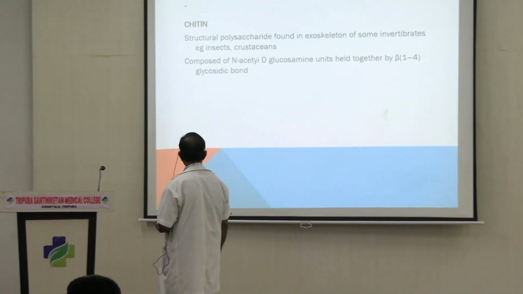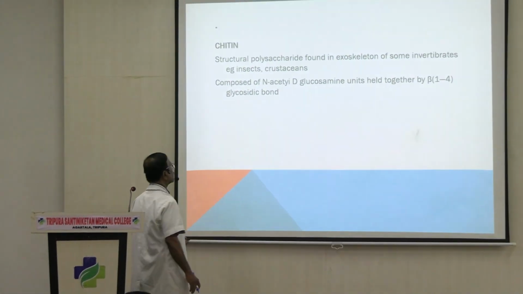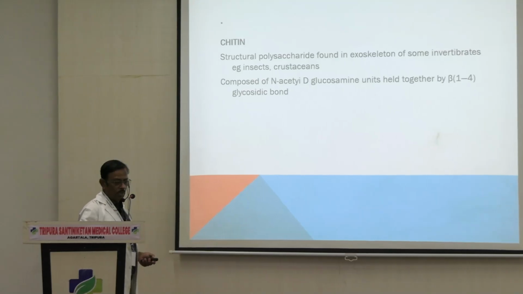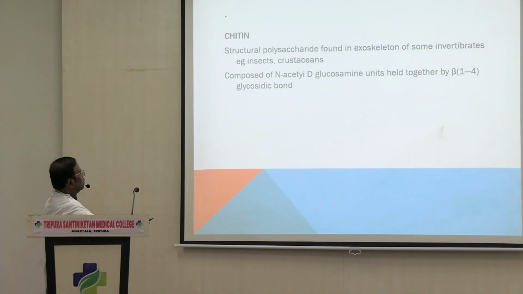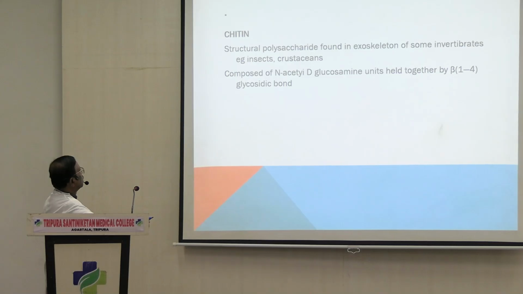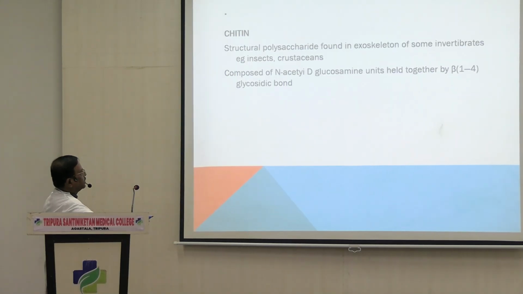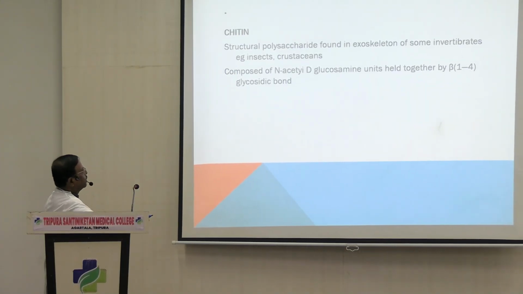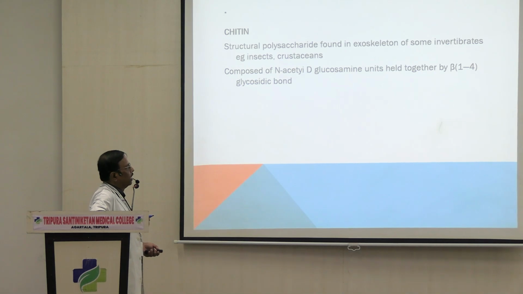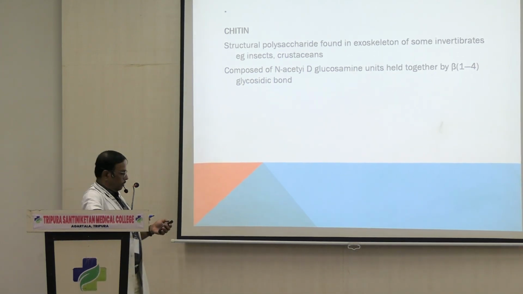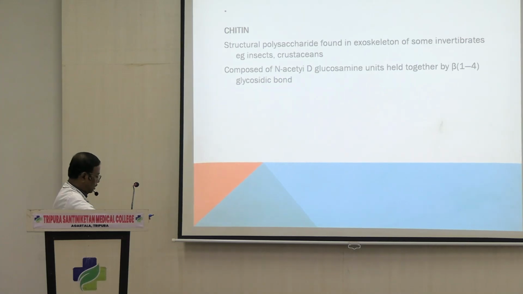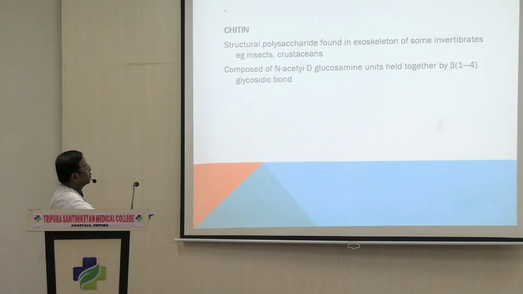Chitin is a structural polysaccharide found in the exoskeleton of some invertebrates like insects and crustaceans. It is composed of N-acetyl D-glucosamine units held together by beta 1,4 glycosidic bond.